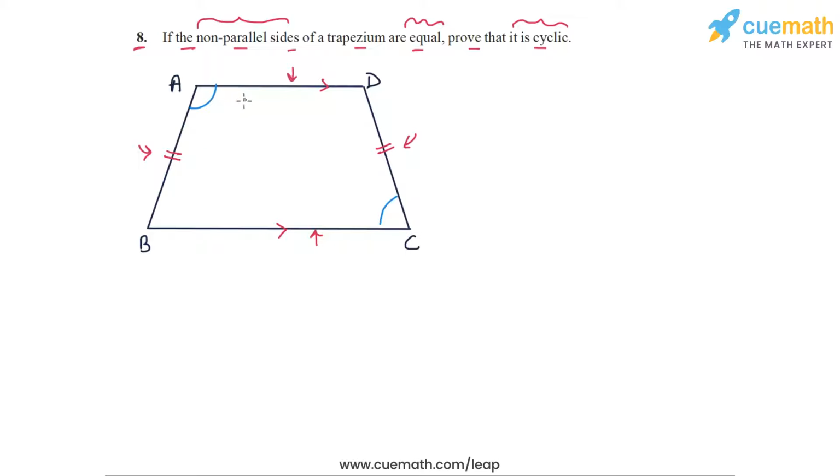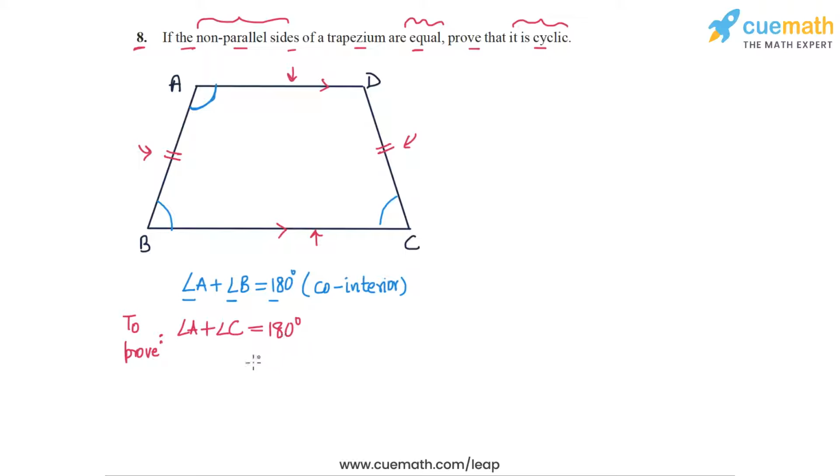Now, because AD is parallel to BC, the angle at A and the angle at B would be supplementary. So we know that angle A plus angle B must be equal to 180 degrees because these angles form a pair of co-interior angles for the two parallels AD and BC and the transversal AB. So we already know this. What we want to prove is that angle A plus angle C, the opposite angle to A, is 180 degrees. This is what we want to prove.